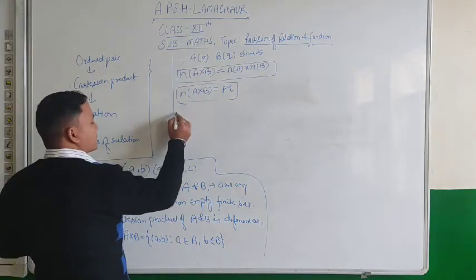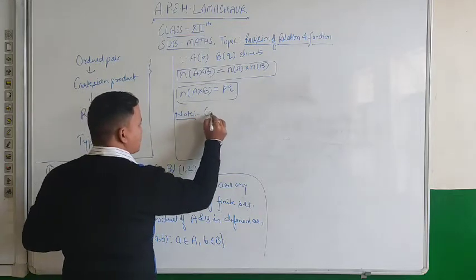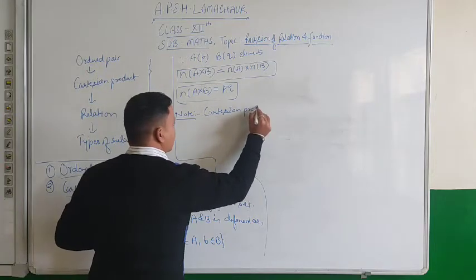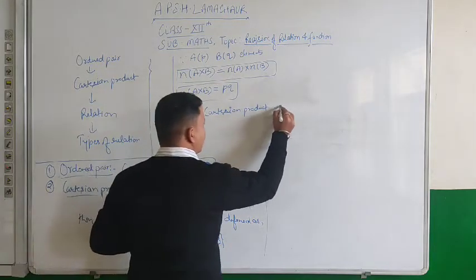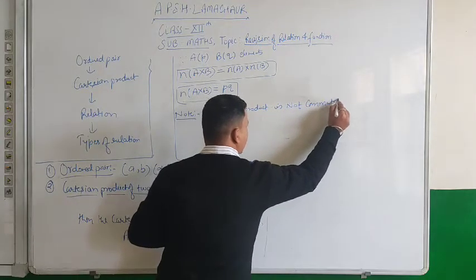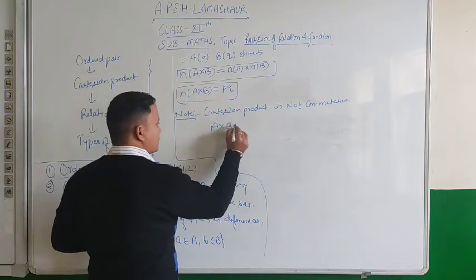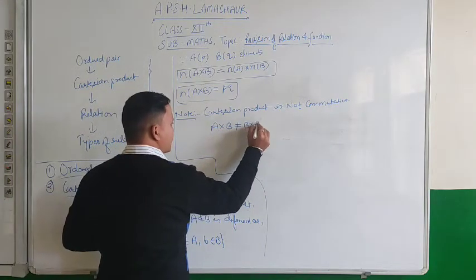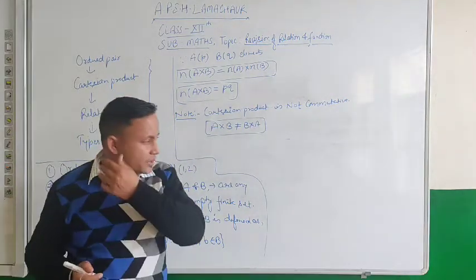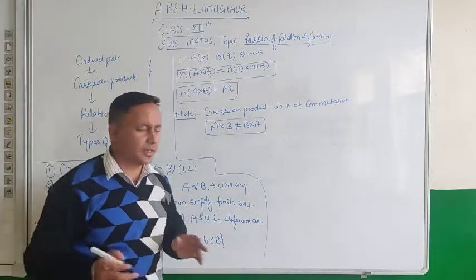Next, there is one thing: the Cartesian product is not commutative. It means A cross B does not equal B cross A. Since the Cartesian product does not follow the commutative rule, we can write A cross B does not equal B cross A.